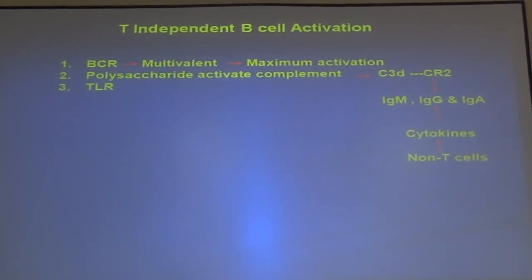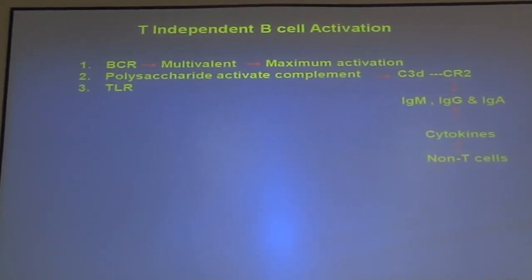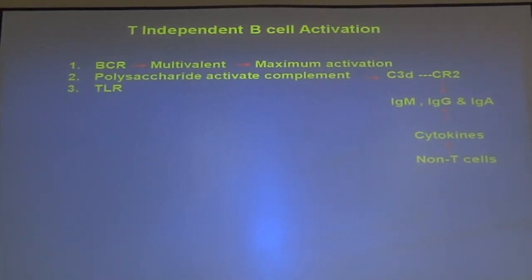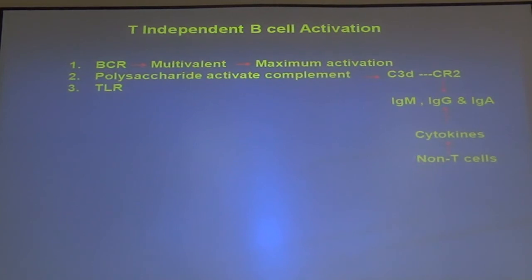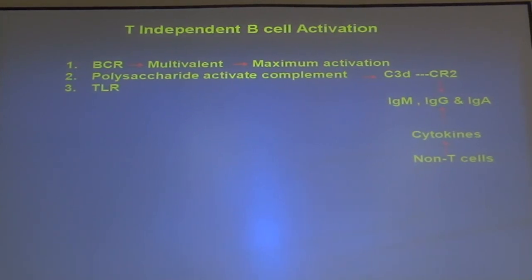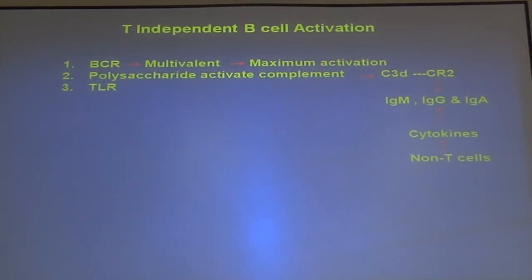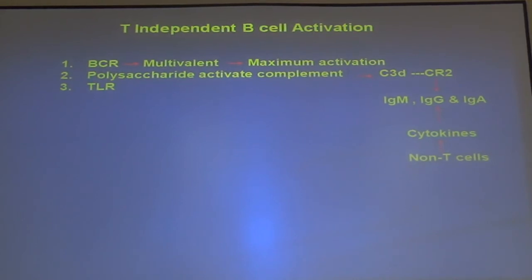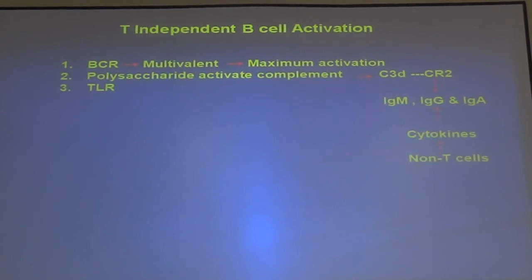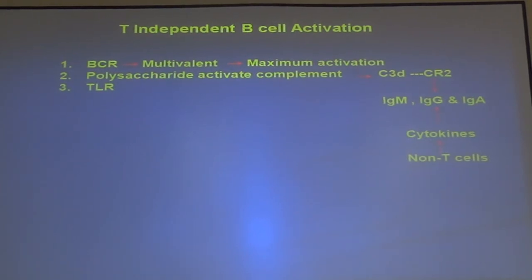And sometimes they produce a little bit of IgG and IgA, but mainly they produce IgM. The reason they can produce the IgG and IgA is because of some cytokines coming from the non-T cells. In the protein response, the cytokines come from the T cells in large amounts, because the T cell can produce them. Since there is not enough cytokine here, they don't produce too much IgG.